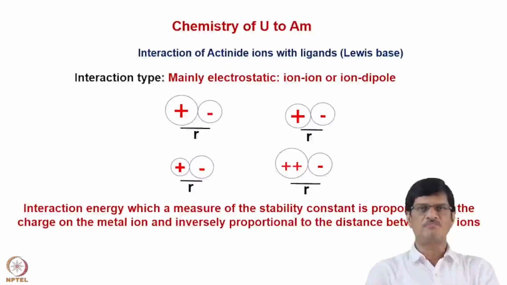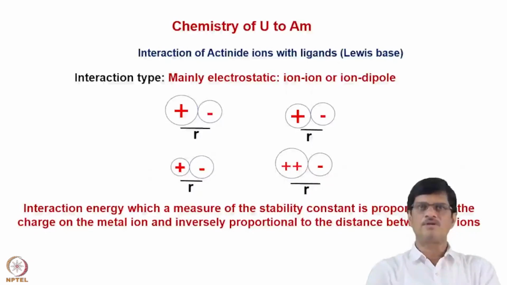That means uranium, neptunium, plutonium, and americium. These four elements mainly have great relevance in the nuclear fuel cycle. Other details will be covered in separate lectures. This lecture is just a broad chemistry of uranium to americium.